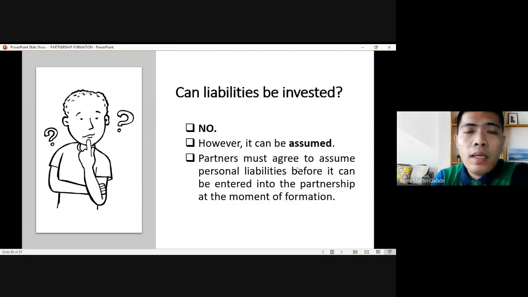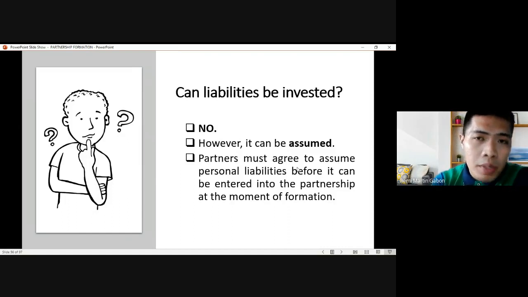Okay? Question. Can liabilities be invested? If assets can be invested, can liabilities be invested? Basically, no. However, partners can agree instead not to invest but to assume liabilities. If assets are invested, liabilities are not invested but assumed. The term is assumed. Okay?